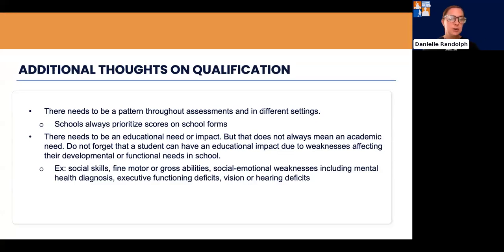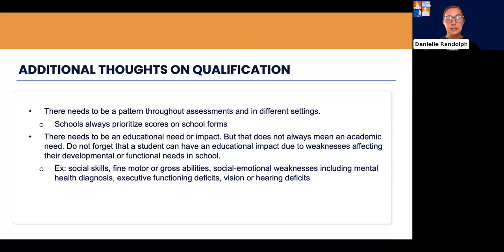So some last additional thoughts on qualification. Because again, I don't know about other advocates or attorneys that work in education law, but we sit through a lot of evaluations with a lot of different schools. And it seems to be that schools prioritize the school forms. And that's always hard for a parent to sit with because they know their child needs help. They know their child is struggling with something, and it's clear at home that they're struggling with this, but the teacher's not seeing it. And it may impact the student's education.